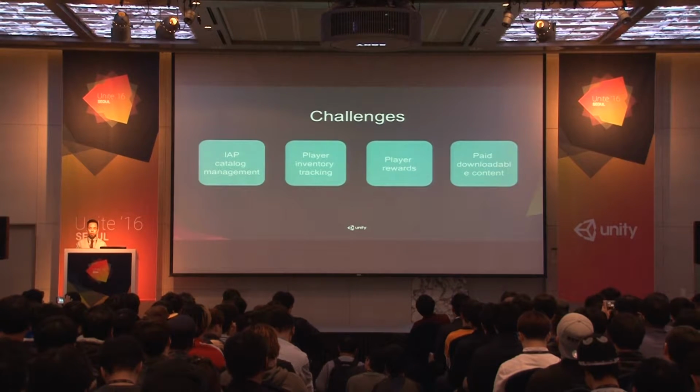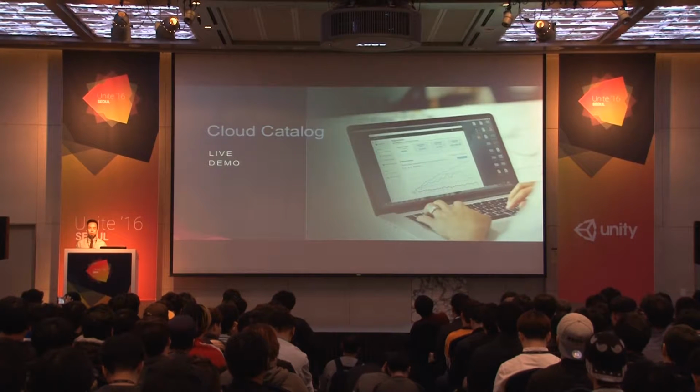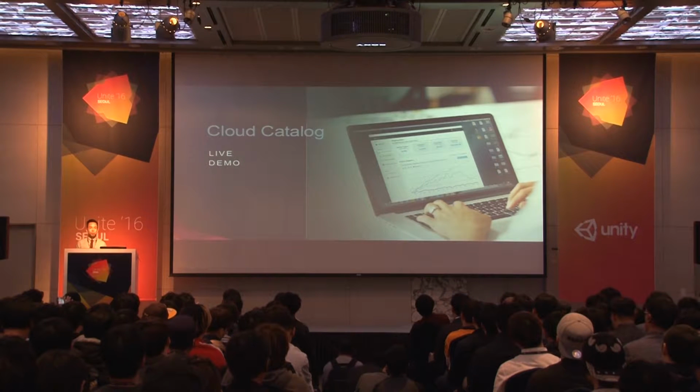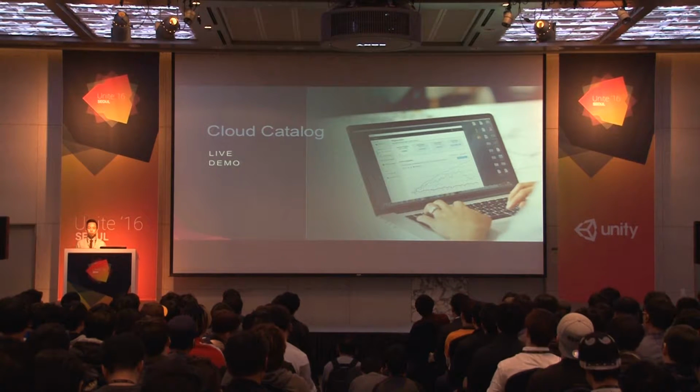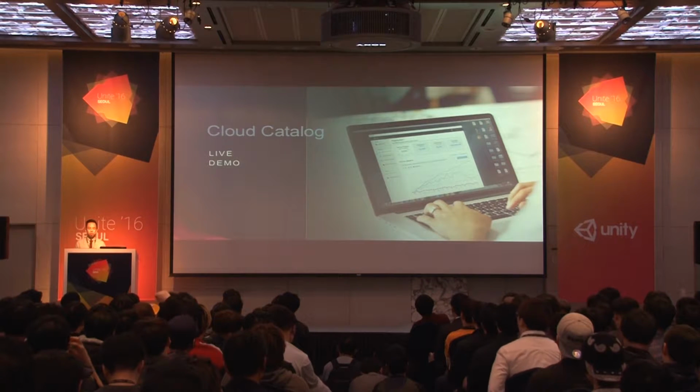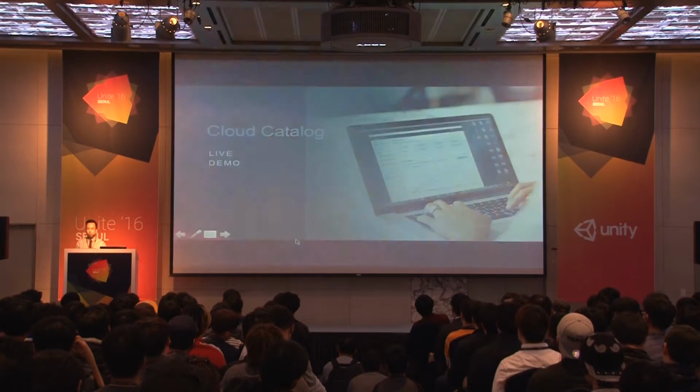We actually have a feature called Cloud Catalog, and this is available in beta. If you're interested in it, please reach out to us or stop by the booth. We'd be happy to give you early access. This is available in Unity 5.4, and I'm going to show you what this feature looks like, because it's pretty cool.